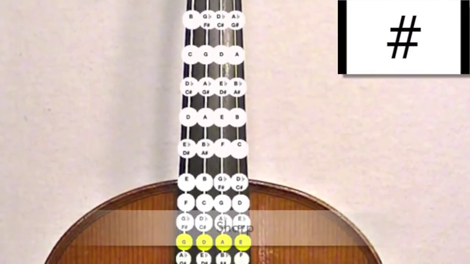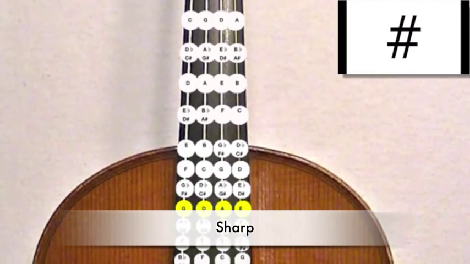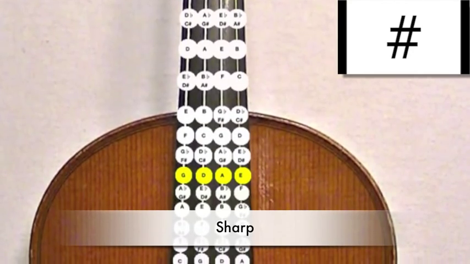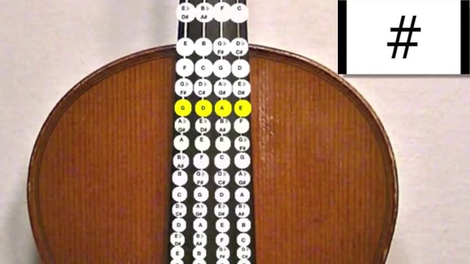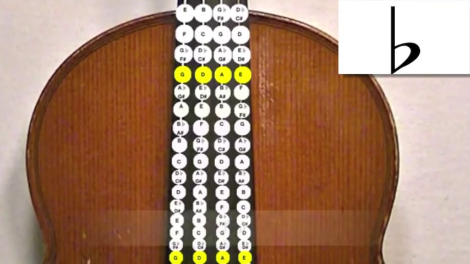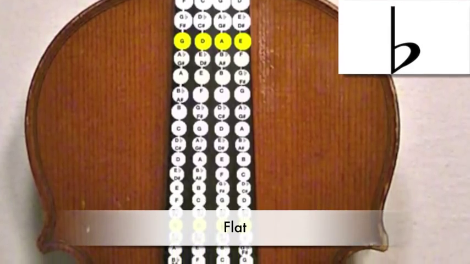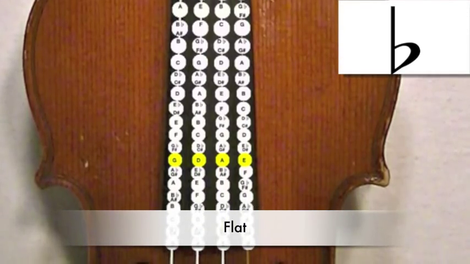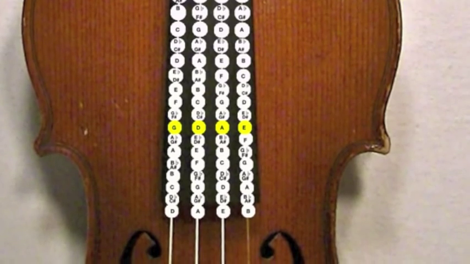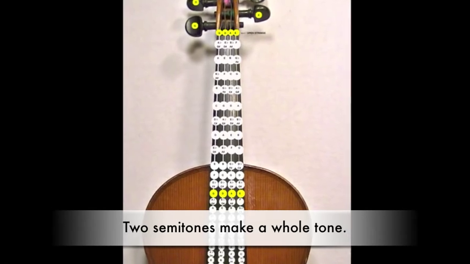Some notes on the map have a sharp sign next to them, which means that regular notes were raised by one semitone. Some other notes have a flat sign attached, which means that the natural note is lowered by one semitone. Two semitones make a whole tone.